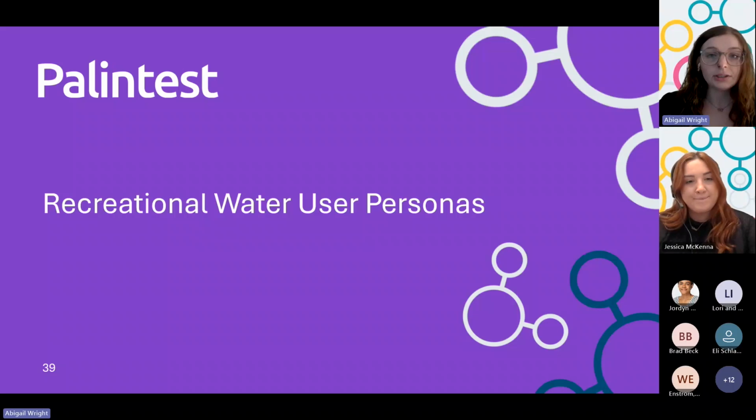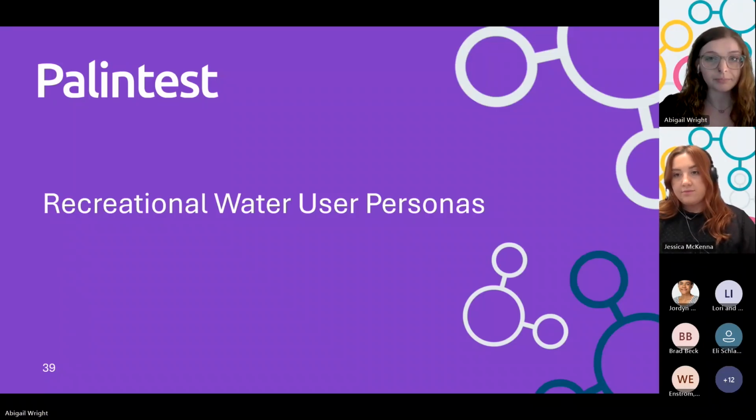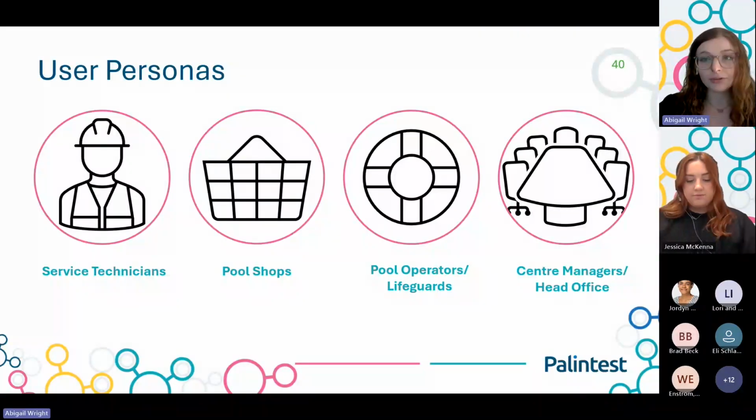Thank you, Jess. So to conclude the session, I'm going to walk you through some key users within the sector, which products are best suited to them, and what benefits they have. So the 4 key user personas we have chosen to focus in on today are swimming pool service technicians, pool shops, pool operators or lifeguards, and center managers or the head office team.